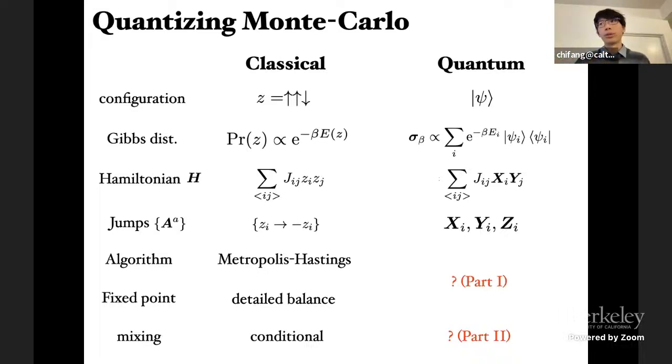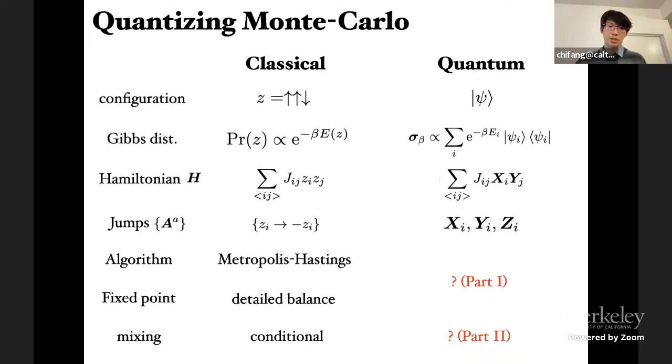The Hamiltonian now could be non-commuting. So these energy eigenstates could be pointing in pretty generic directions. It could be very entangled. And now the jumps, instead of spin flips, you can do all kinds of local Pauli rotations. You can also choose more fancy choices, but this is enough.